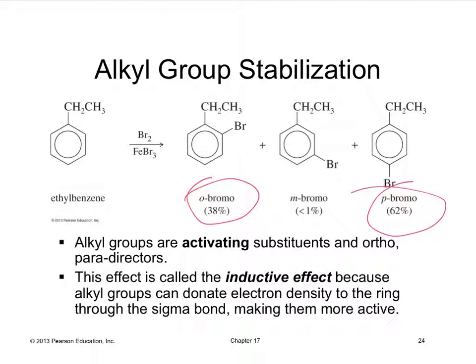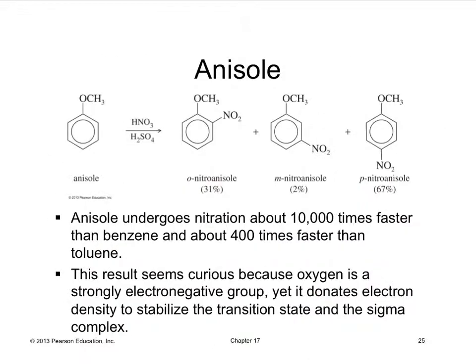So if we look at this, alkyl groups are essentially activating substituents on the ortho and para positions. So they're called ortho and para directors. This effect is called inductive effect because the alkyl groups can donate electron density to the ring through the sigma bond, making them more active. Anisole undergoes nitration about 10,000 times faster than benzene and about 400 times faster than toluene.